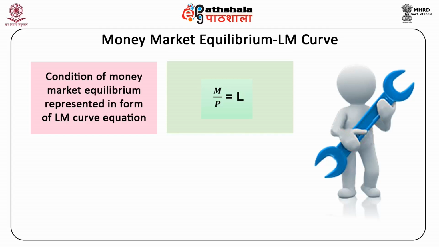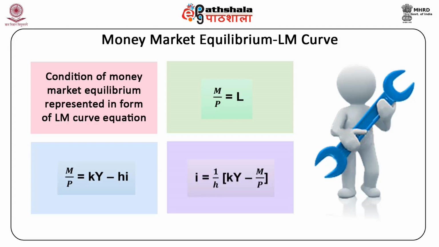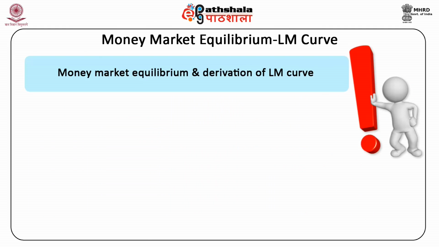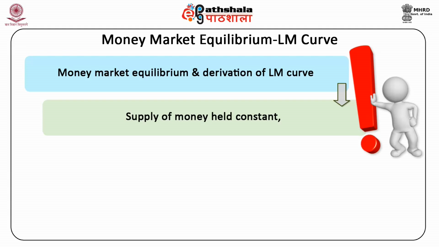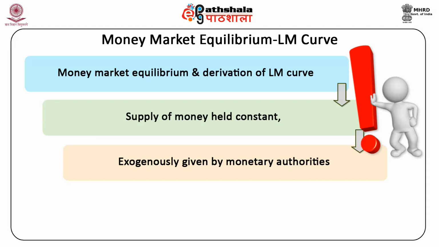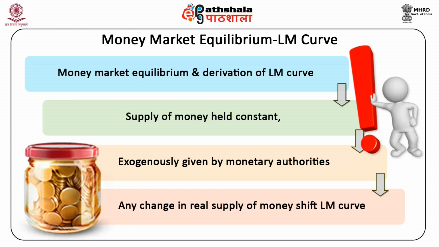M upon P is equal to L. M upon P is equal to KY minus HI, or I is equal to 1 upon H in bracket (KY minus M upon P). In the money market equilibrium and in the derivation of the LM curve, the supply of money is held constant, that is, exogenously given by the monetary authorities. Any change in the real supply of money will shift the LM curve.